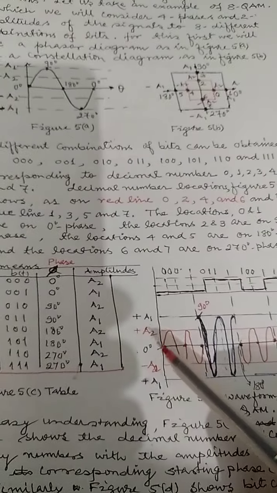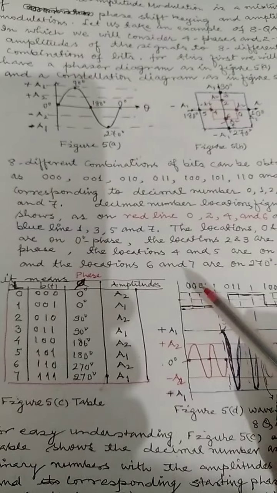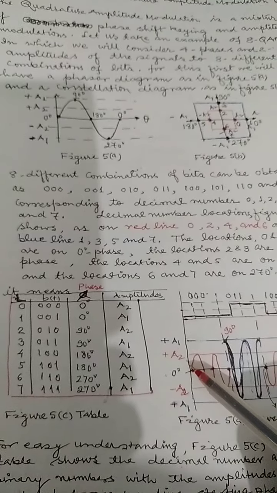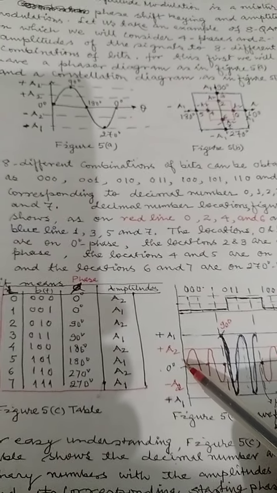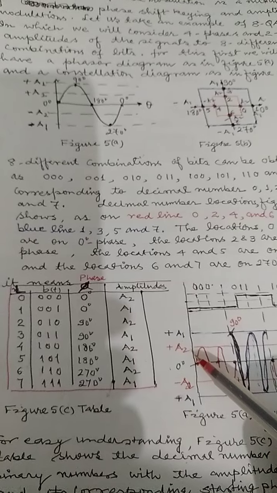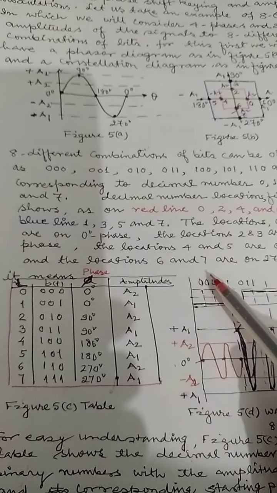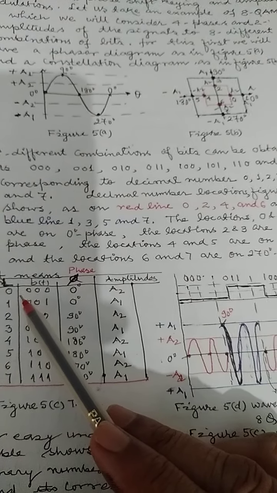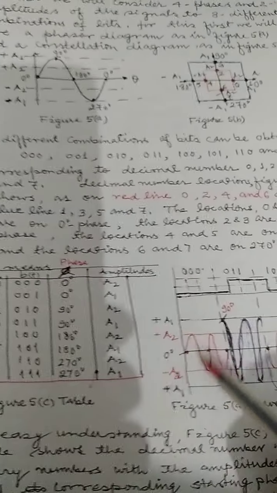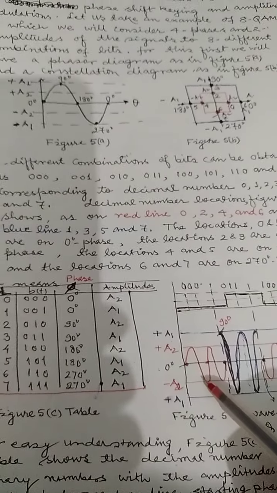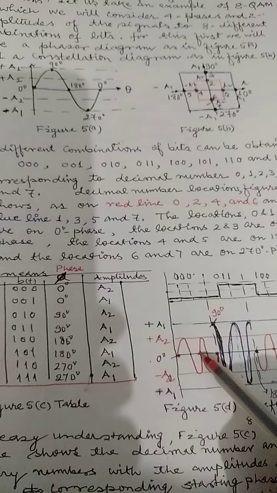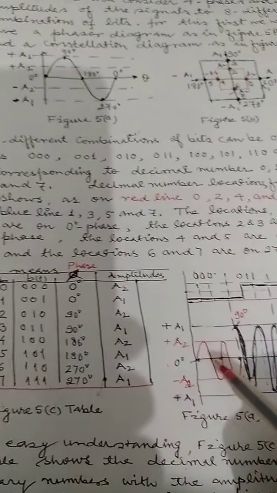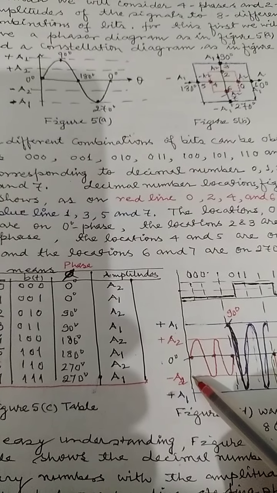Let us see, 000 will take 2 complete cycles of sine wave or cosine wave, whatever it is. This 000 combination is state 0, and it starts at 0 degree. We have taken 2 cycles: one complete cycle has finished here, another complete cycle has finished here, but it has A2 amplitude. That's why it is limited between A2 and minus A2.